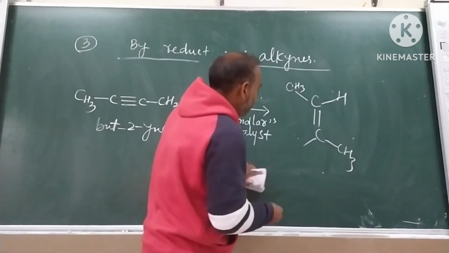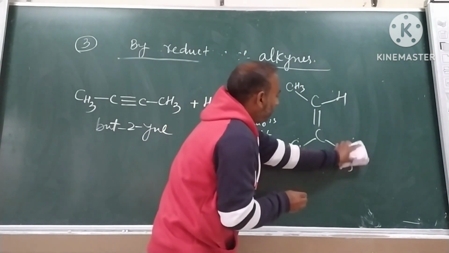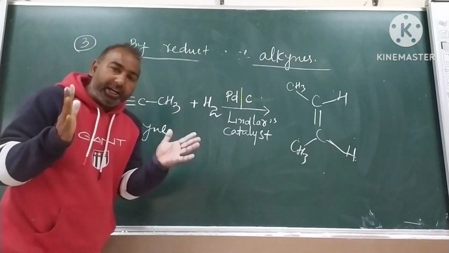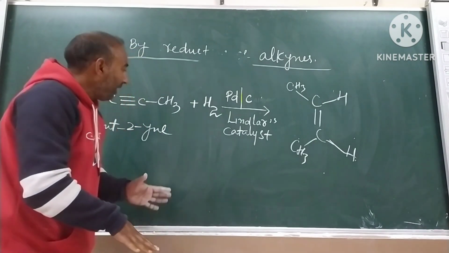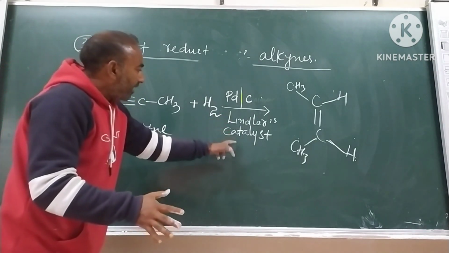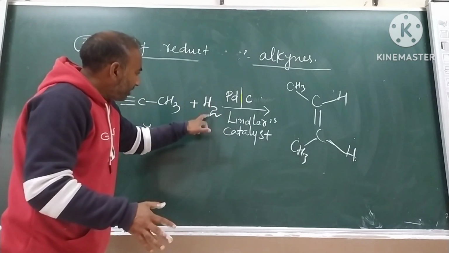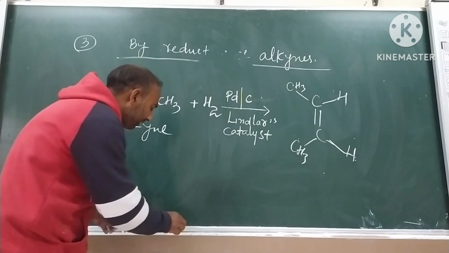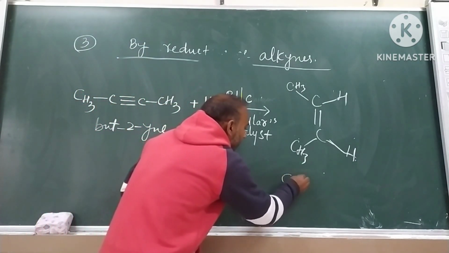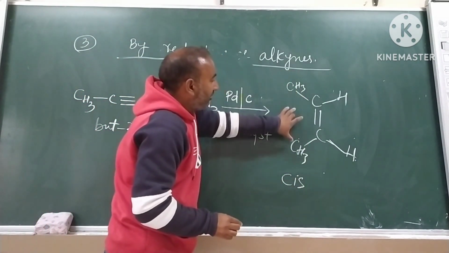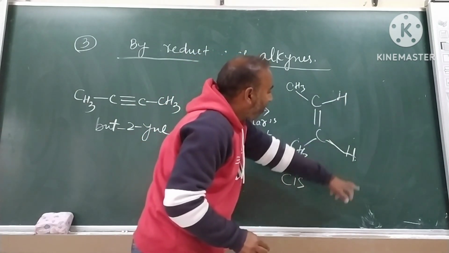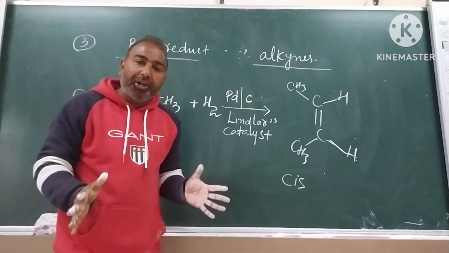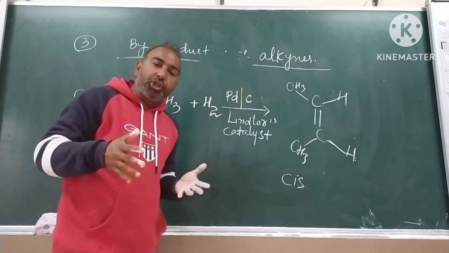You can see it like this: CH3, H and H. So Birch reduction gives trans alkene, and when we use Lindlar's catalyst, that is hydrogen gas in the presence of palladium and carbon, we get cis alkene. So the methyl groups are on the same side, and hydrogen and hydrogen on the same side. So these are three important methods of preparation of alkenes.